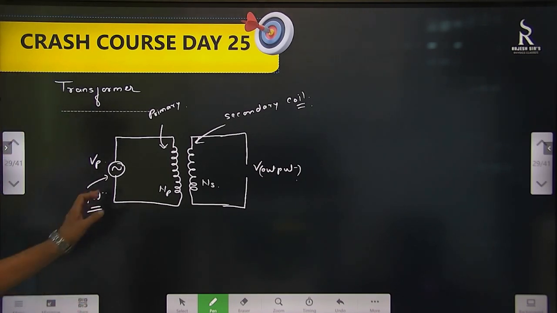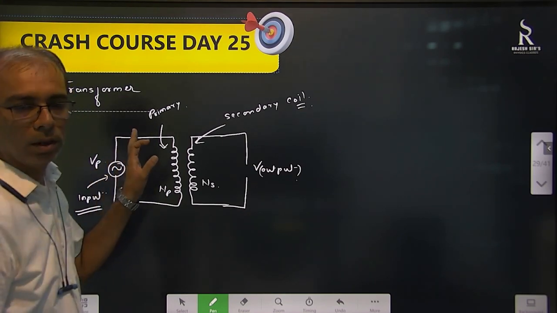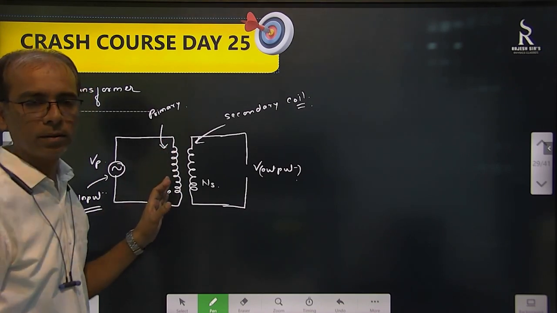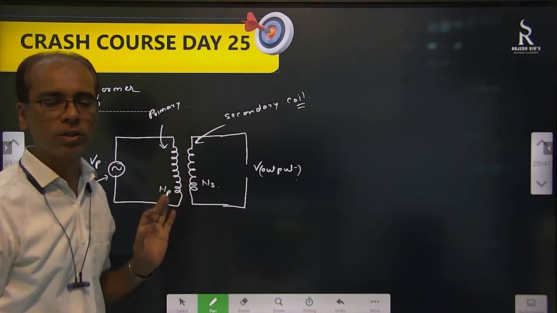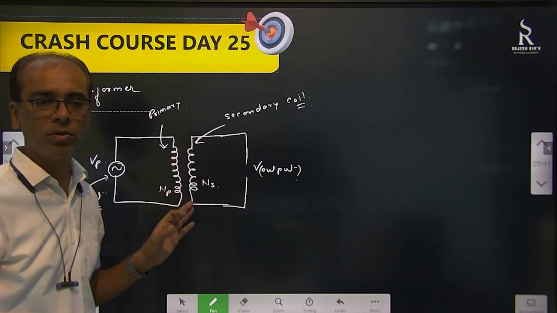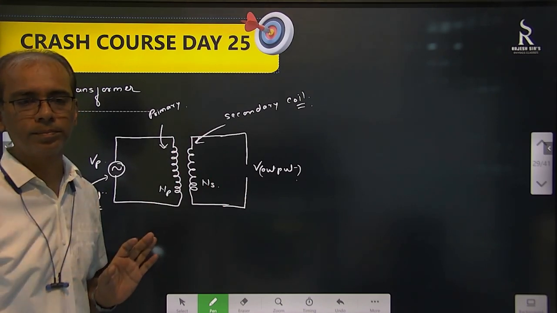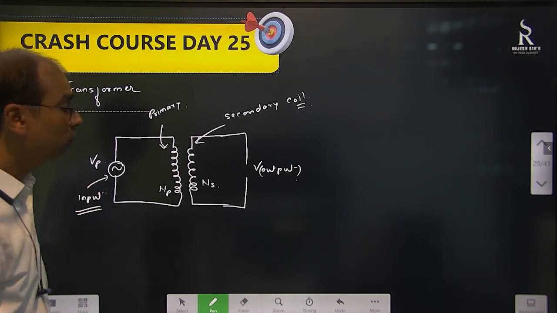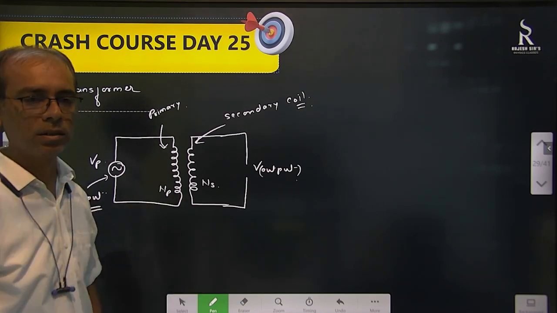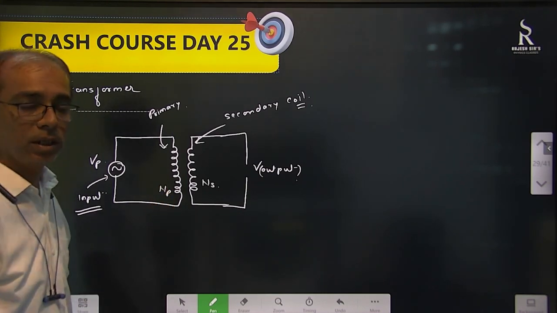Alright, so when we give this input, what happens in this one? In this one flux changes, so flux changes through this one also, and because of the mutual inductance, EMF is induced and we get the current also. Very simple phenomena. So what happens then? We say that the flux associated with each coil is equal.